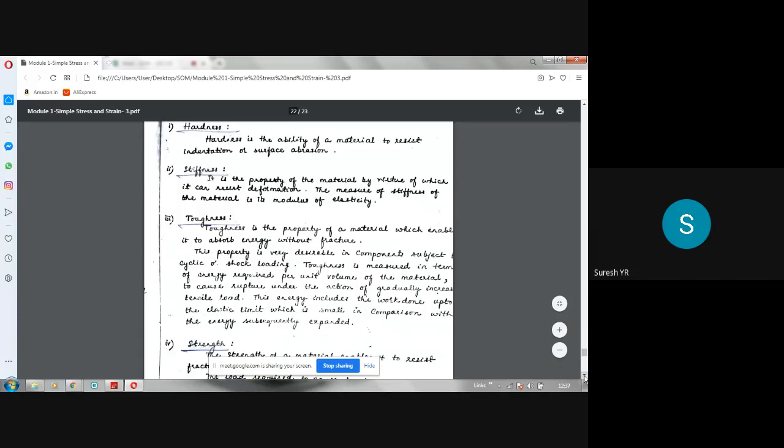This property is very desirable in components subjected to cyclic or shock loading. Cyclic loading means the load is increased, then reduced, then increased and reduced again; it is not applied uniformly. Shock load means sudden load: a large amount of force acting over a small time, called shock load or impact. You might have studied impulse force or impact force, for example, earthquake force.